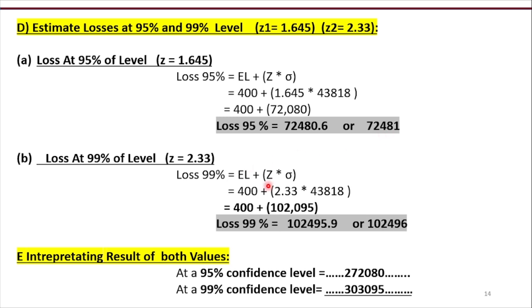Okay, now moving toward B, the same, just putting in the value of 2.33, you can say that is 99%. Solving this question, we got the answer 102,495.9, or taking the round-off of this, 95 becomes 96.